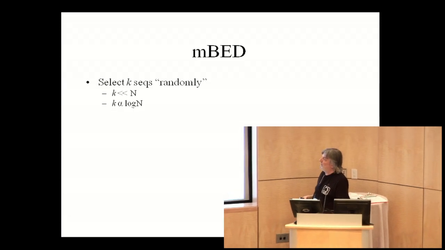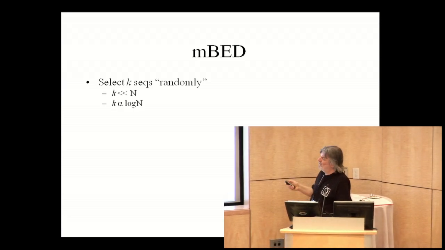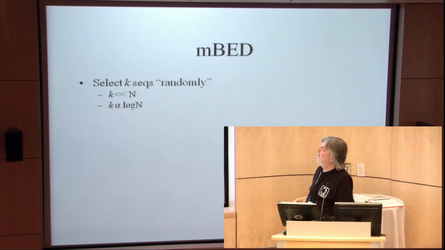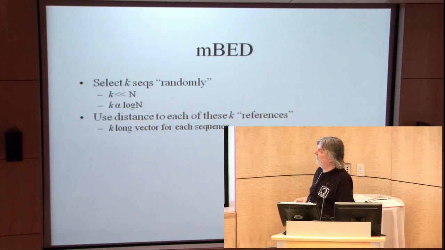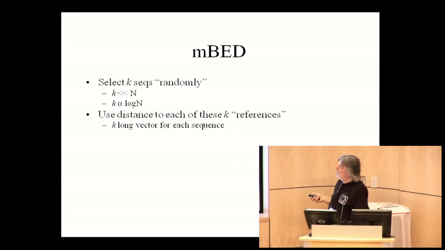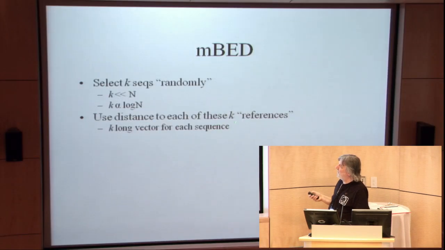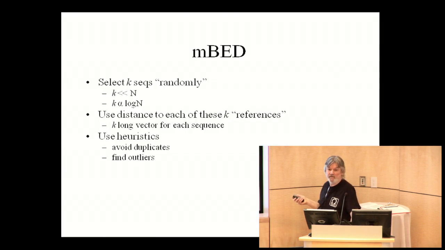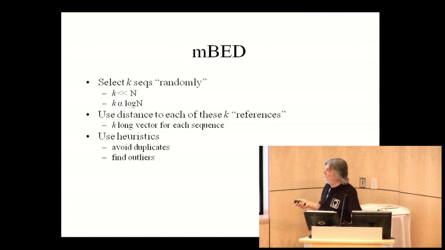So again, you select a small subset of the sequences randomly. There are different ways of doing that, kind of randomly. You take log n of the sequences as your subset. You then use the distance of every sequence to each of these k reference sequences as the distances in the coordinates in the vectors, okay? And you use various heuristics because, you know, if two of the reference sequences are identical to each other, well, that's a waste of time. So you'd like to avoid identical sequences, and you'd like to use the outliers.